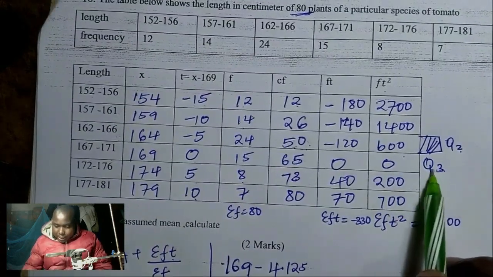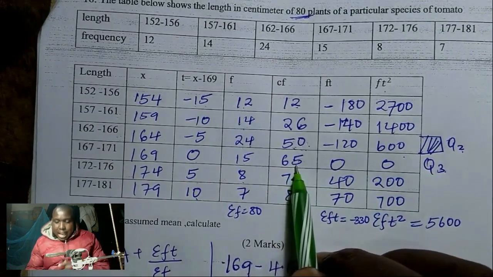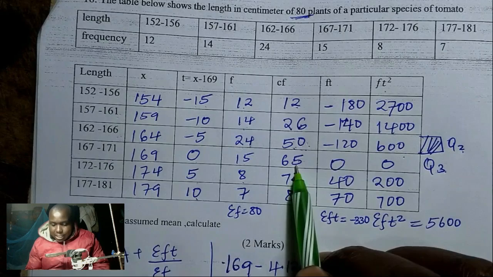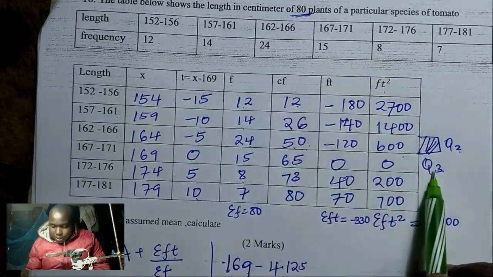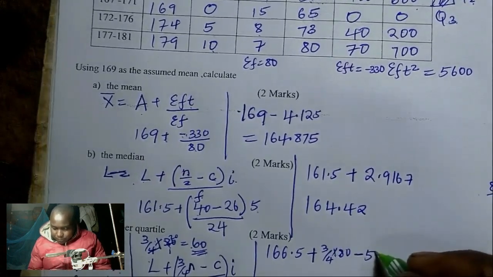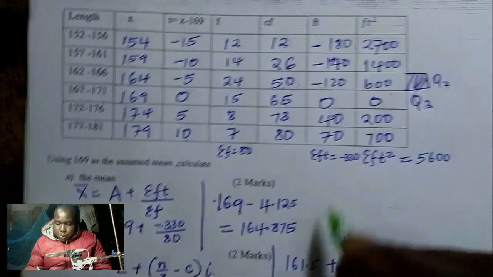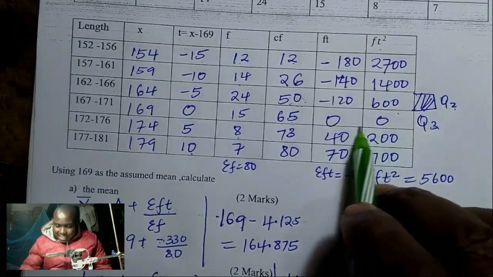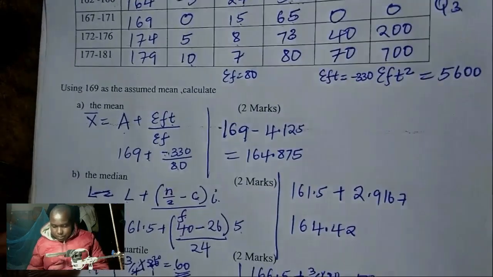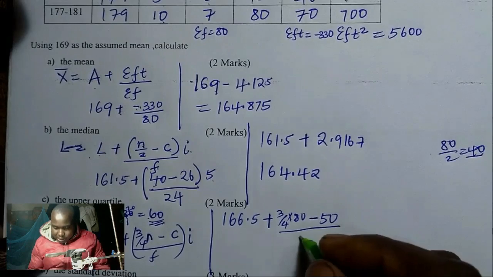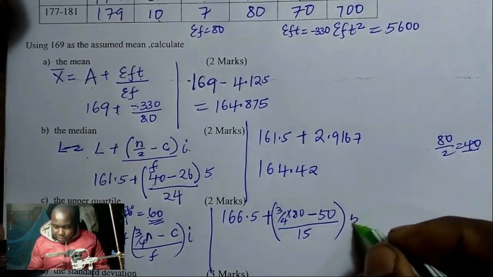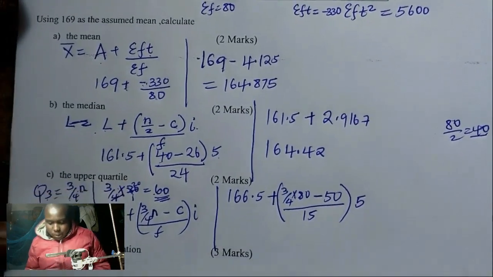Our C, our class is here. C is the cumulative frequency above the class. Our class is here, Q3, above 50. You subtract 50 and then divide by the frequency in that class. The frequency in the class is 15. Then times i, which is 5. i is the class interval.